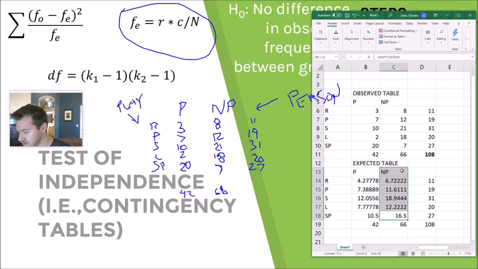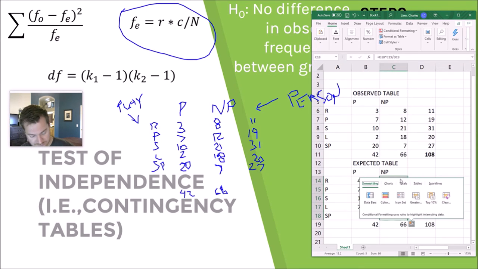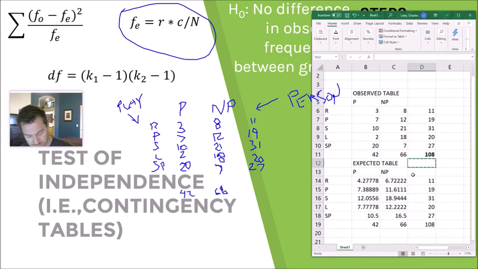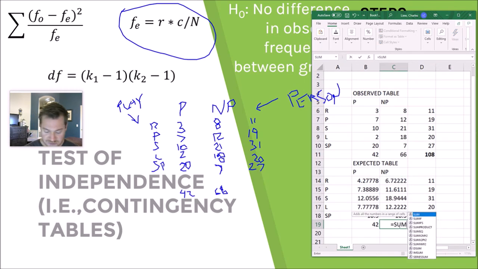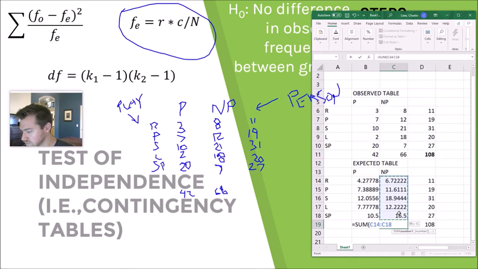So again, I'm going to take this. I'm going to paste the values only. And then if we do our summation, there you go, we get 66.